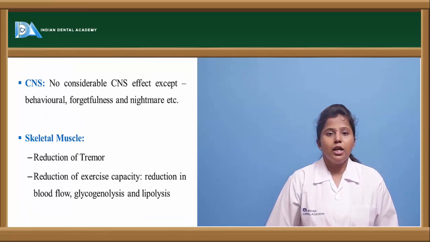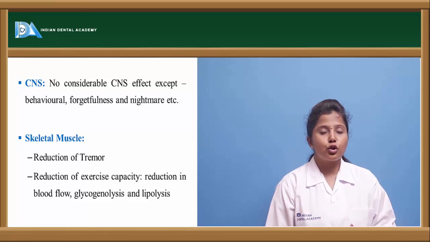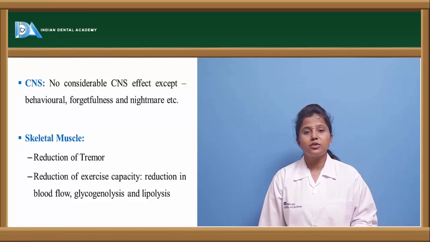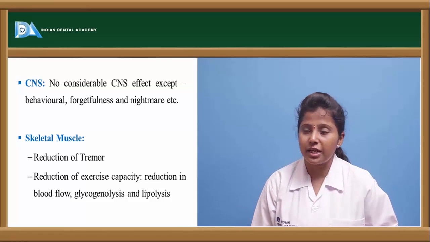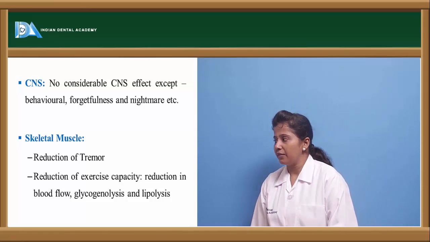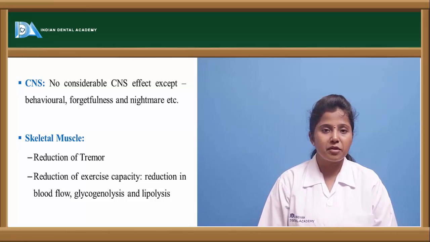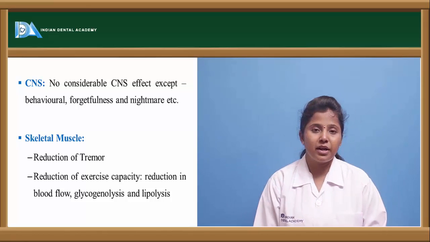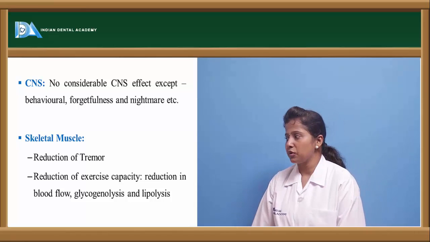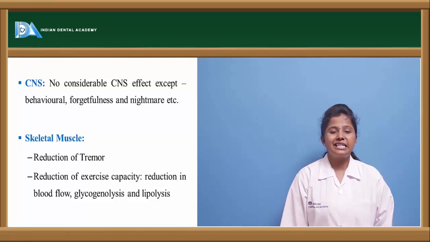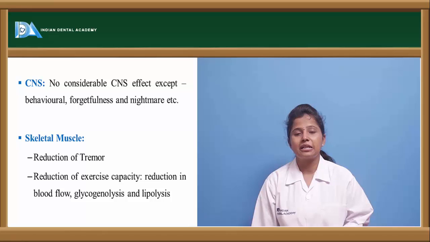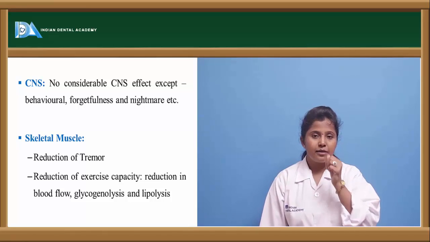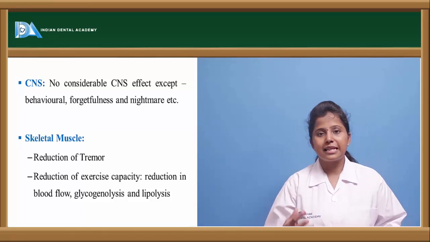On the CNS, the beta receptor antagonist won't have much marked effect, but it shows a few effects like behavioral effects and forgetfulness. The person will have short-term memory problems, and he'll get nightmares. So nightmares can be observed in that person. And if we see the skeletal muscle, there will be a decrease in tremor.